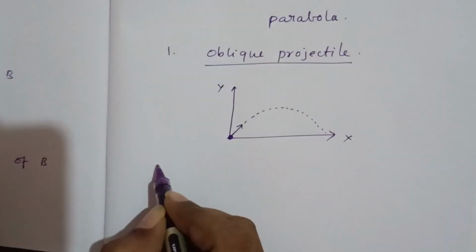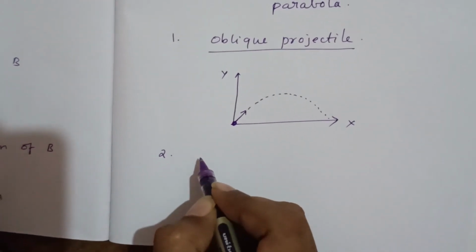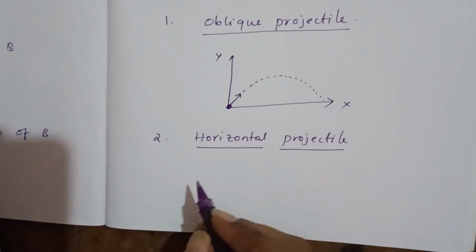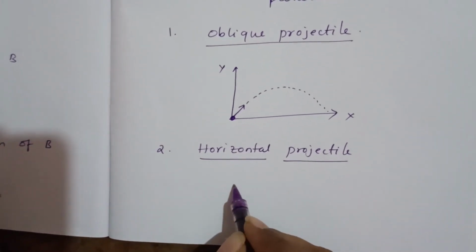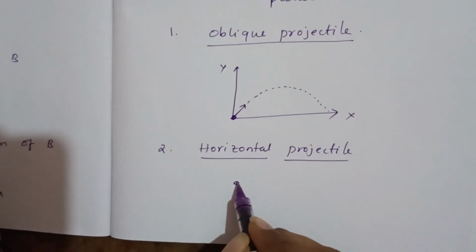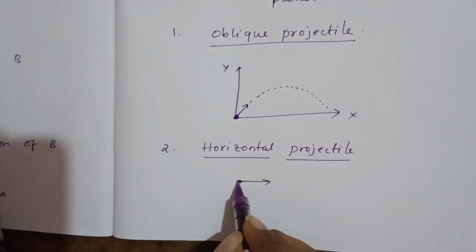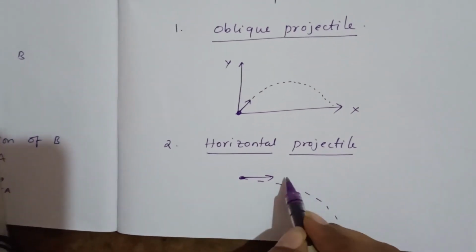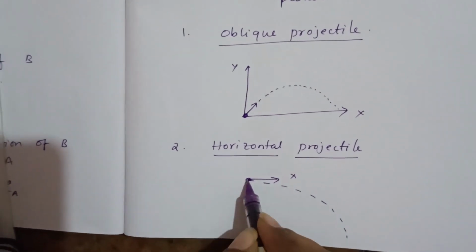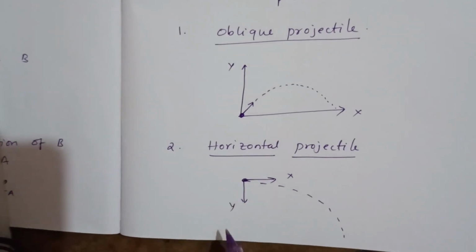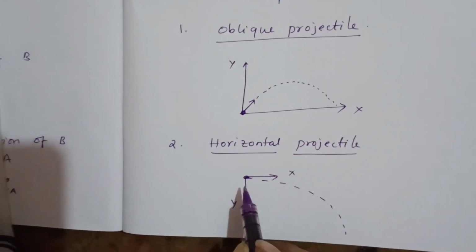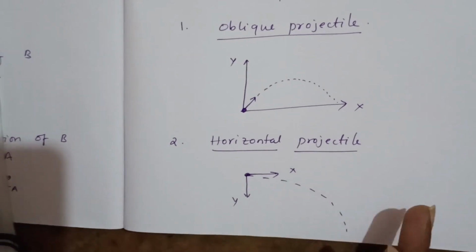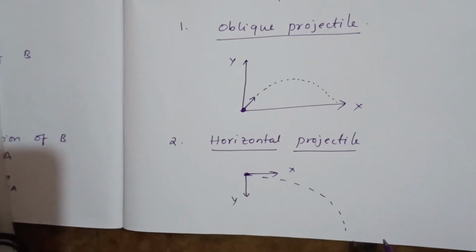Next, second one, horizontal projectile. If any object is projected like this, it will take this path. It will be taken as x-axis and this as y-axis. If any object is projected from the top of a tower horizontally, then it is horizontal projectile.